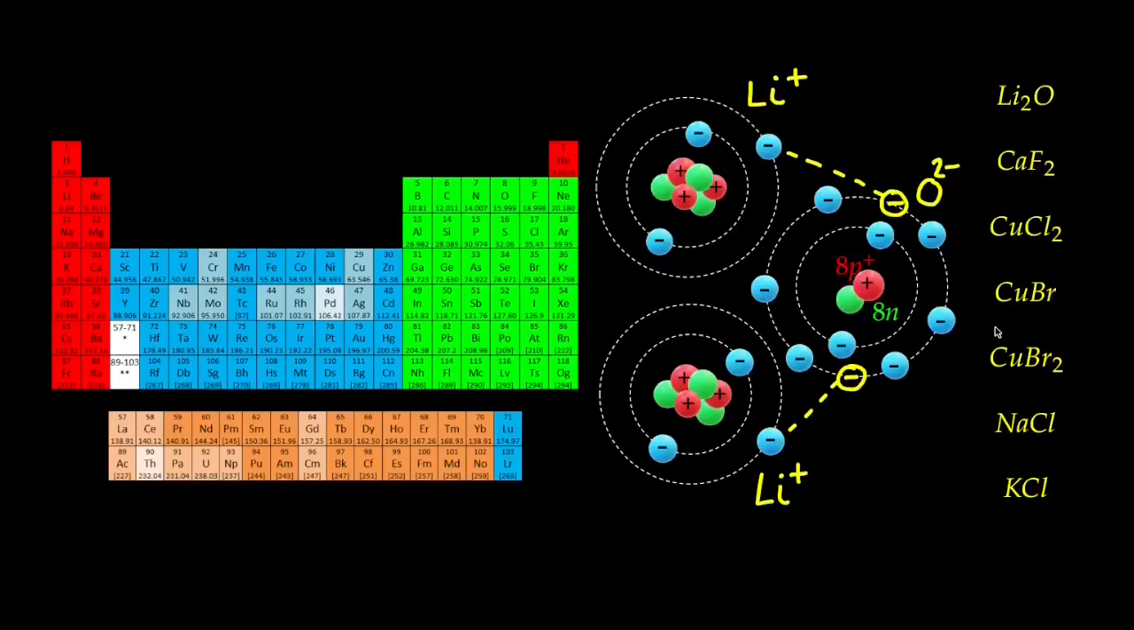And this is represented by the following ionic compound, which is lithium oxide. So you have two positively charged lithiums to one negatively charged oxygen. And the net charge on the ionic compound is 0.